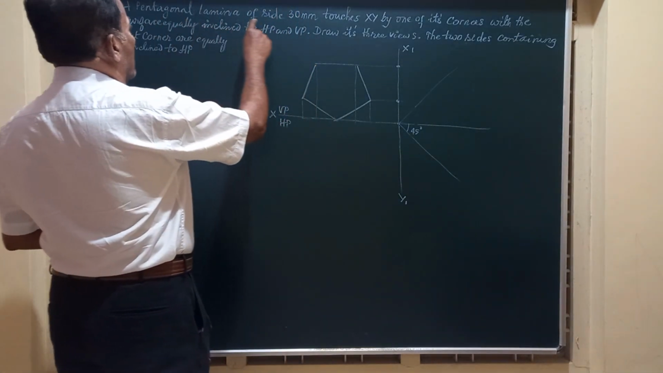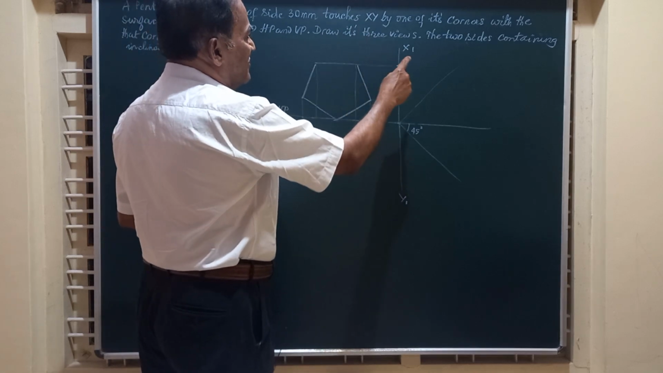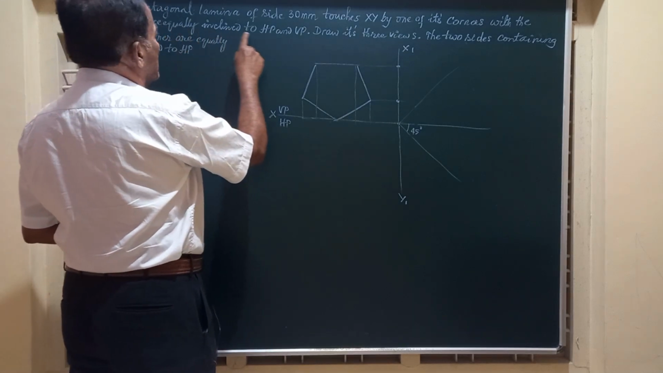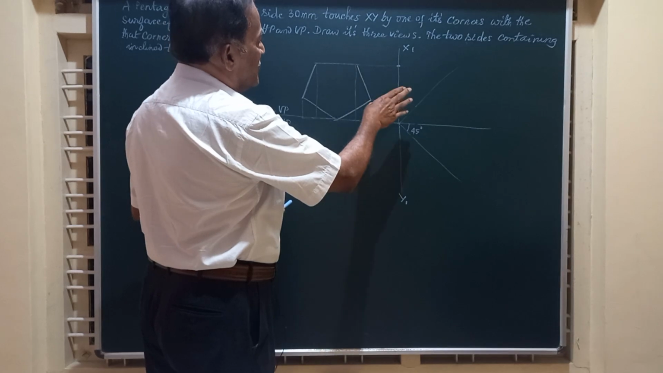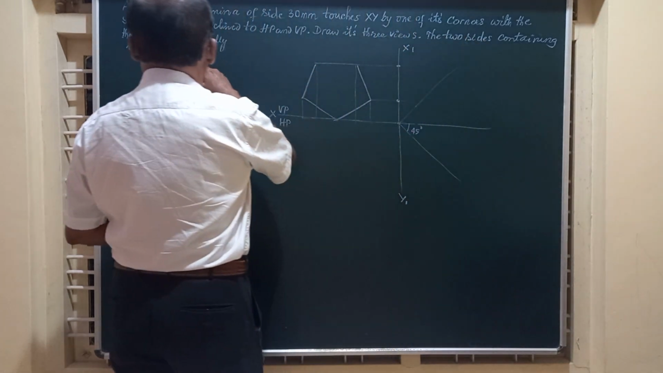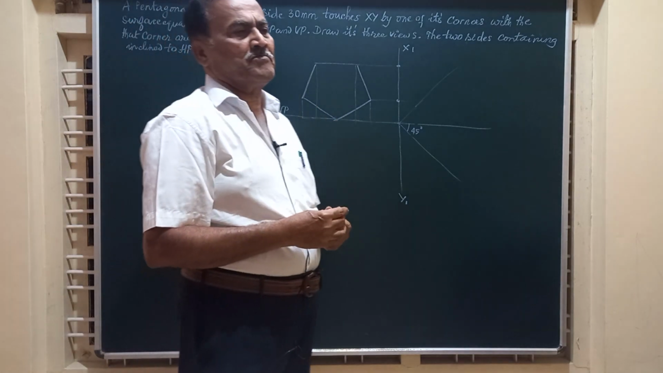A pentagonal lamina of side 30 touches XY by one of its corners with the surface equally inclined to HP and VP. Draw its three views. The two sides containing the corner on which it rests are equally inclined to HP.